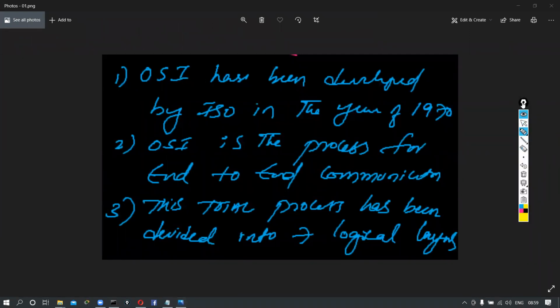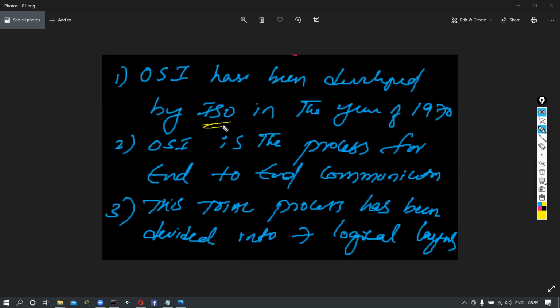OSI has been developed by ISO in the year 1970. What happened before 1970? There is a question. Before 1970, there are devices. There are two devices: one is from Dell, one more also Dell.